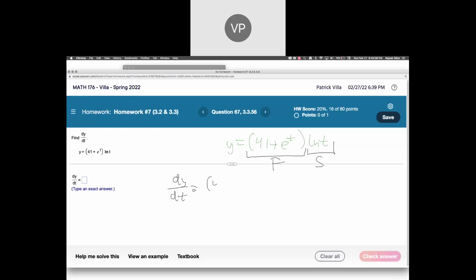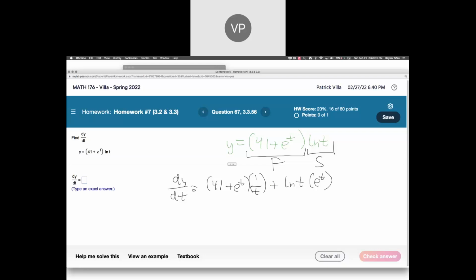So now we have them. There's the first, 41 plus e to the t. So first times the derivative of the second. That's supposed to be a 1 over t. Plus the second times the derivative of the first, which is just an e to the t.